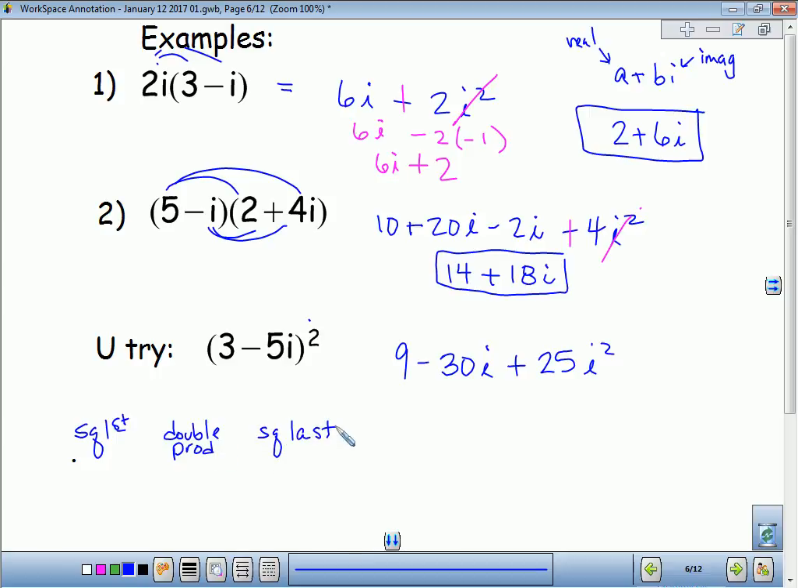And remember how that relates to Pascal's? It's 1, 2, 1. That's why we double, right? 1, 2, 1 on the triangle. You with me? Okay, cool. All right, now, this i squared makes this a negative 25. So in simplified form, this would be -16 minus 30i.